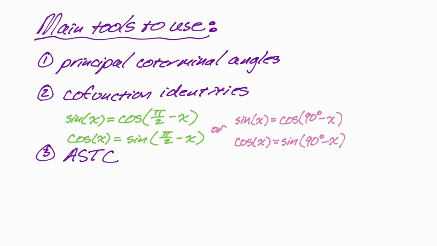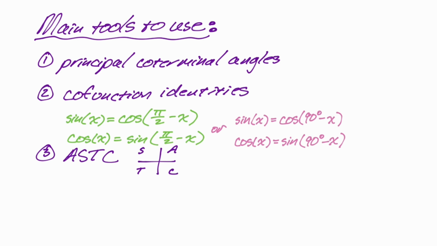Another thing that we're going to make extensive use of is ASTC. So that's a mnemonic that tells you where each trig function is positive. I usually draw a coordinate grid and just label it up. Starting in quadrant 1, you go counterclockwise. All of them are positive, sine and cosecant are positive, tangent and cotangent are positive, cosine and secant are positive. So this is telling you which of the original trig functions are positive, and their reciprocals are obviously positive if they are positive, and then everything else is negative.